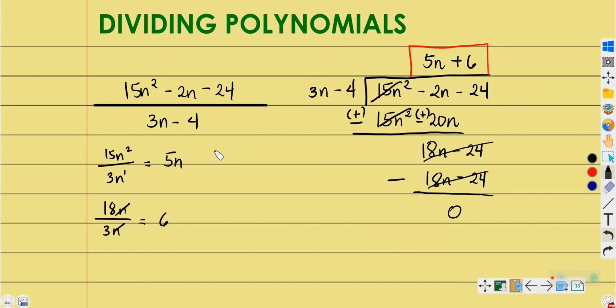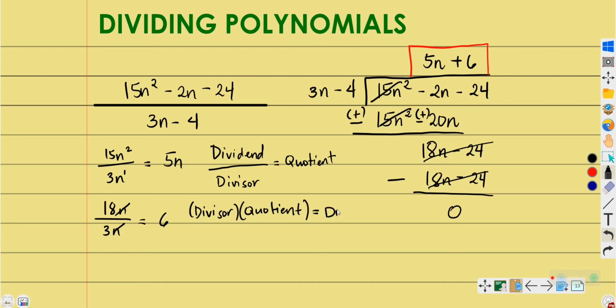Tandaan po, dividend divided by divisor is equal to quotient. Ayan, di ba? So, para ma-check nyo po kung tama ang sagot nyo, i-multiply nyo po yung quotient at divisor. Okay? Dapat po yung product ni divisor at ni quotient ay magiging equal po sa dividend. Okay?